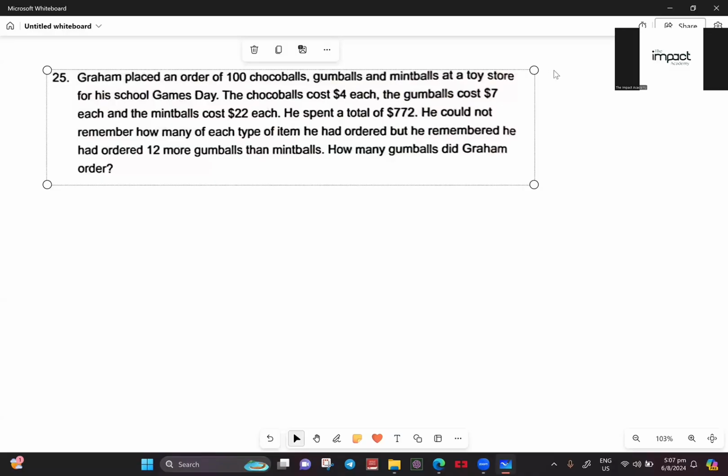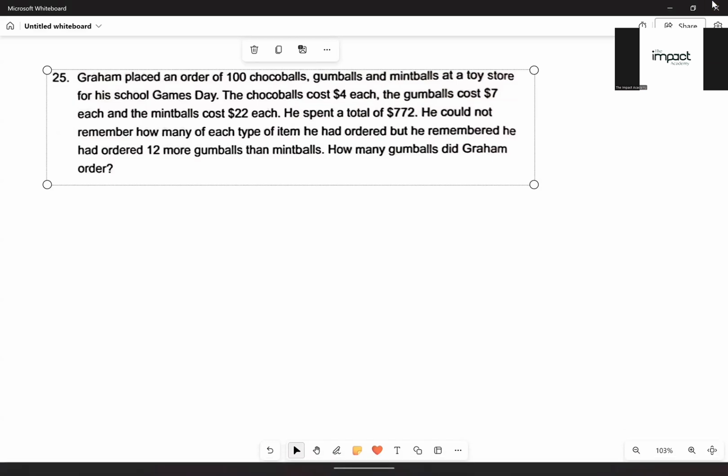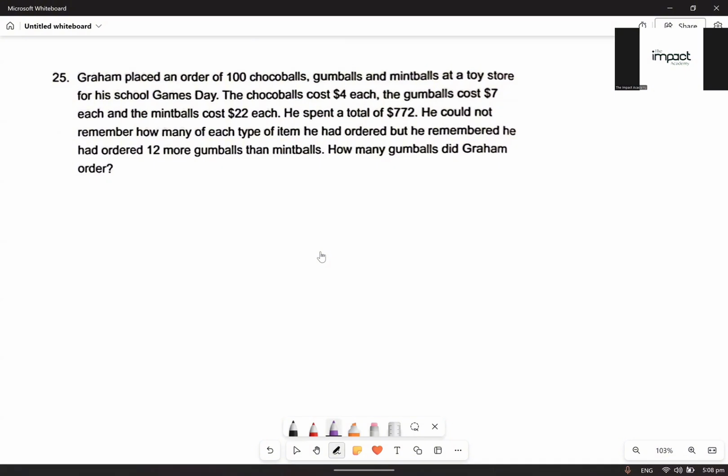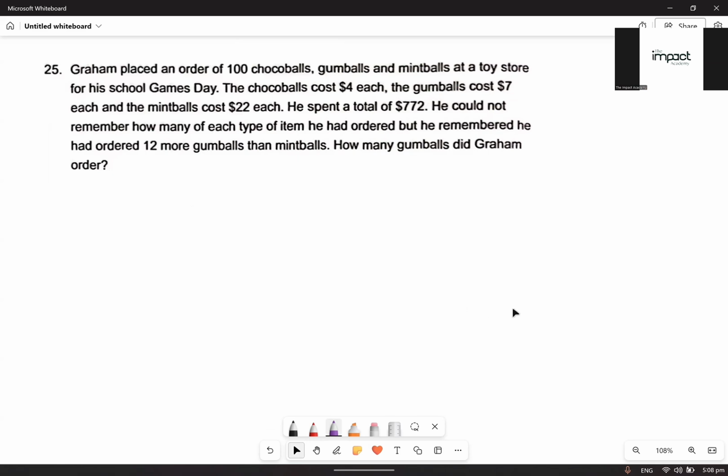Okay. Now, question 25, Graham placed an order of 100 choco balls, gum balls, and mint balls at a toy store for his school games day. Okay, so choco plus gum plus mint is equals to 100. Am I making sense? This is my how many. So you want to write down your how many.